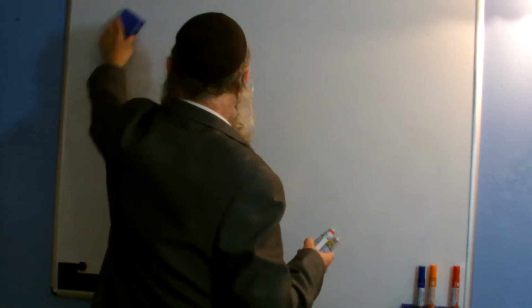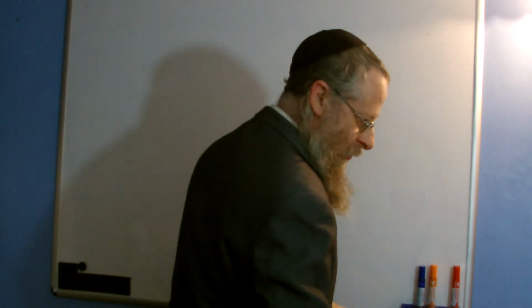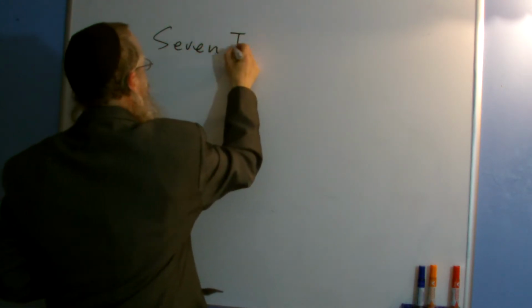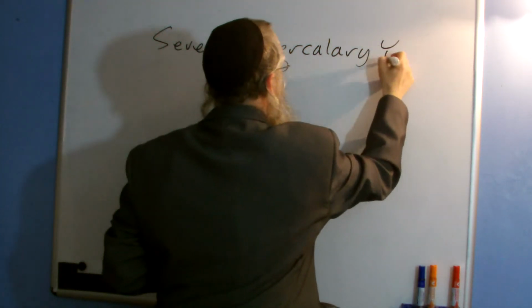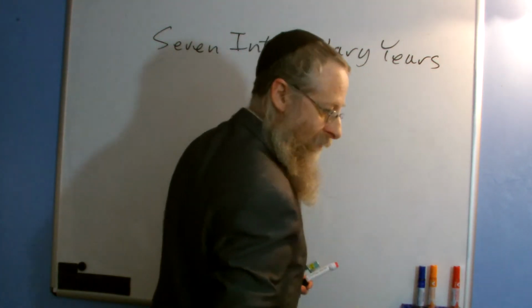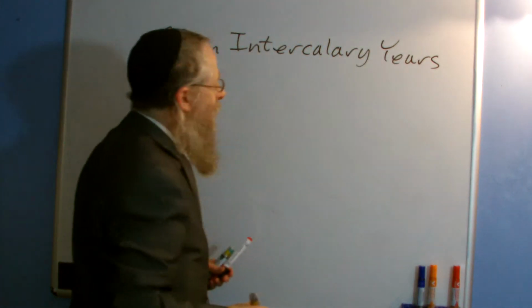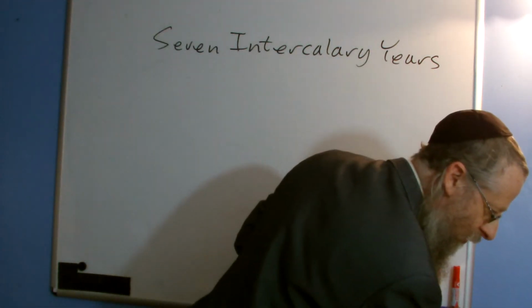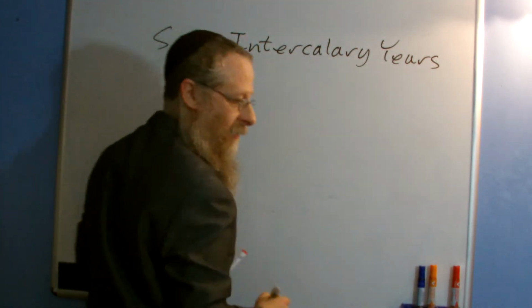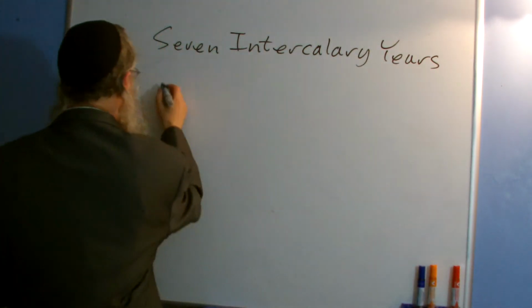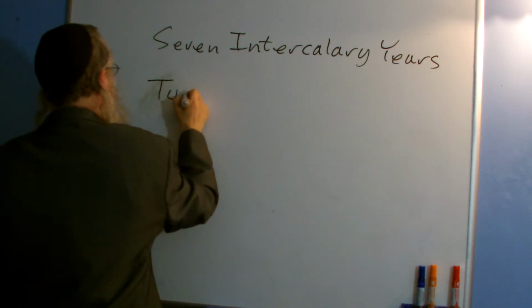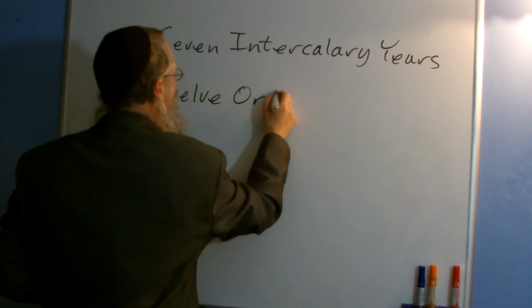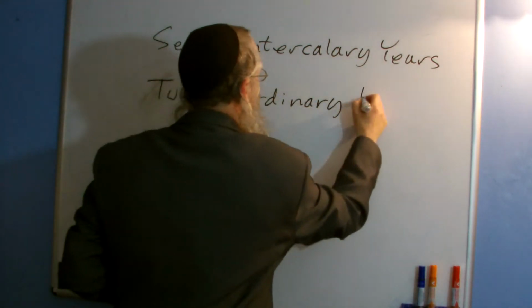Now if I write those words down, I'm going to write 7 intercalary years. I'm going to check my spelling. I'm a bit dyslexic, so I do get things wrong. So intercalary years, that's right. And we now have 12 ordinary years.